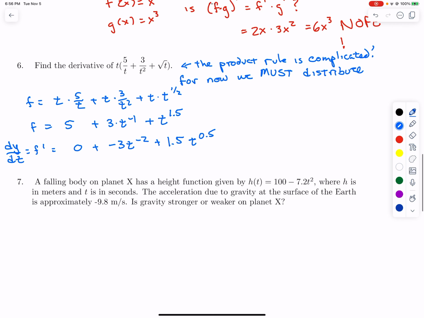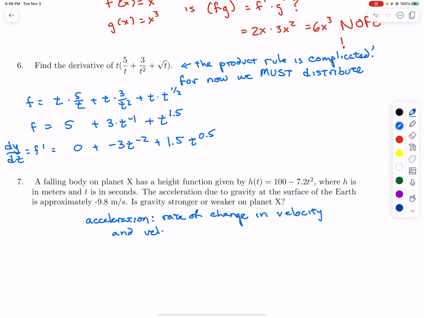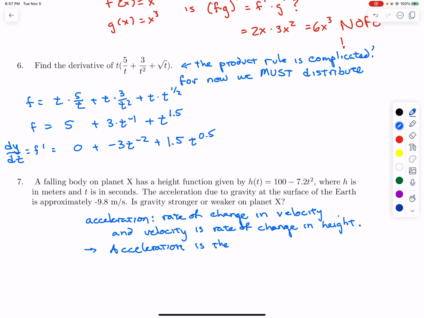All right, so acceleration. Why am I writing in blue now? I don't know. Okay, back to red.